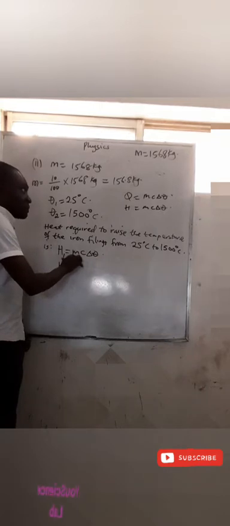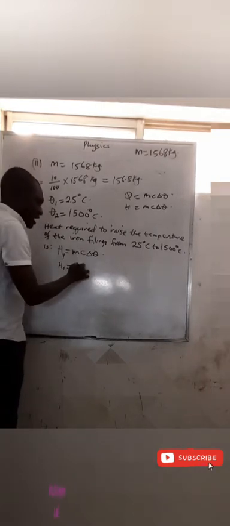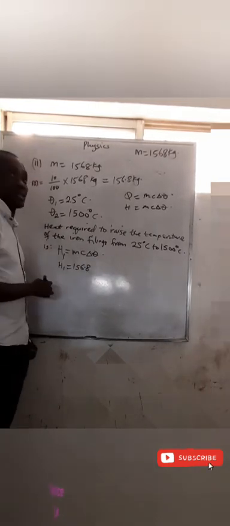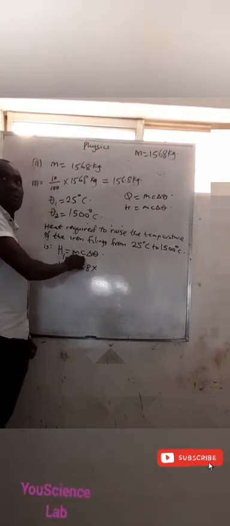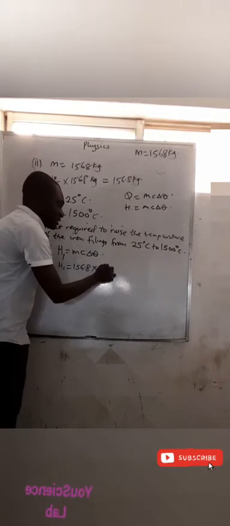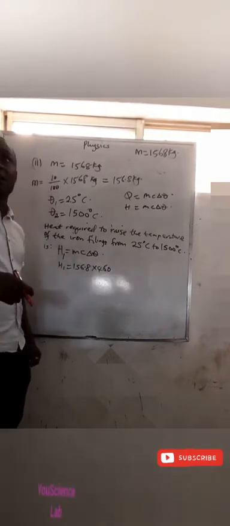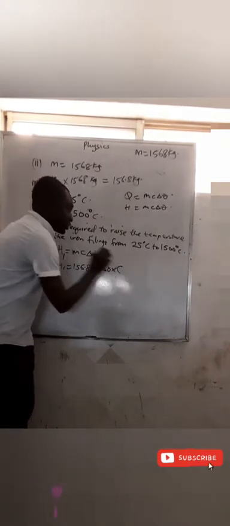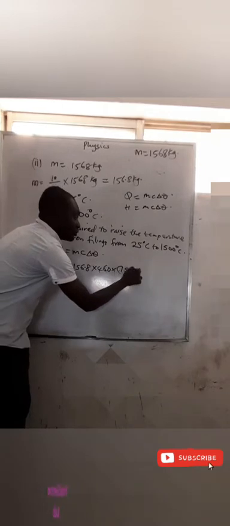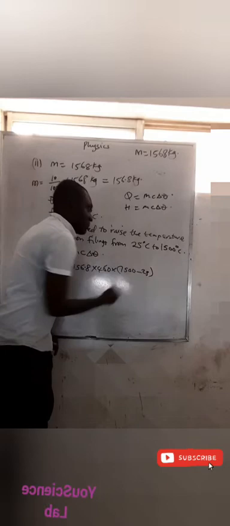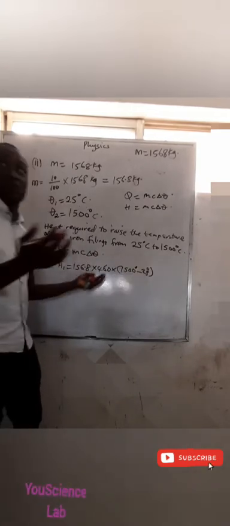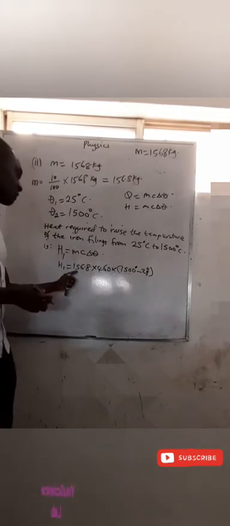What's the mass? 156.8, times the specific heat capacity of 460 joules per kilogram per Kelvin, times the temperature change, which is the final temperature, 1500, minus the initial temperature, in degrees centigrade. These are very simple. Just apply the formula. So let's work this out.